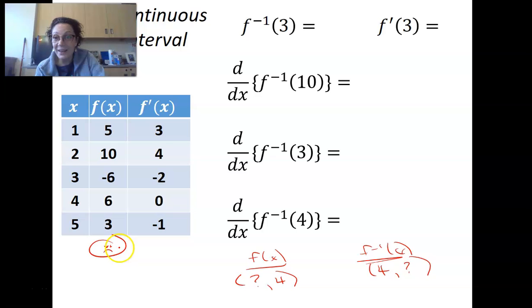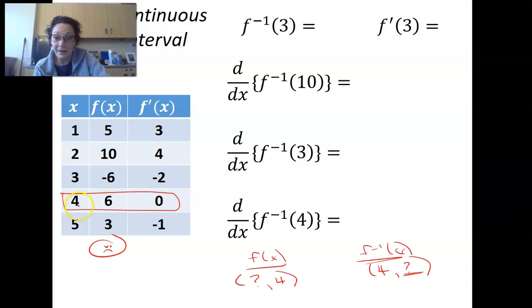I don't have it. I don't have it. Don't start making stuff up at this point, right? We do not know. We don't have a point with a y value of 4. Therefore, we can't figure out what the y value is over here. Do not make the mistake of going here.